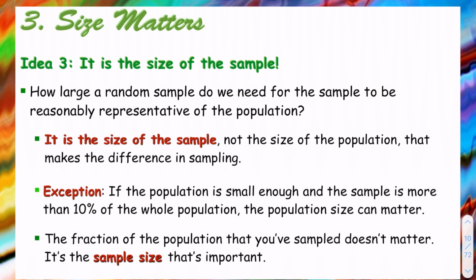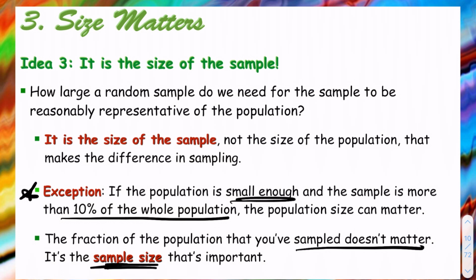Now, there is an exception. So if the population is small enough, let's say a small town in Michigan, and the sample is more than 10% of the whole population, the population size can matter. So there is this little caveat. Otherwise, the fraction of the population that you've sampled doesn't matter. It's the sample size that's important.